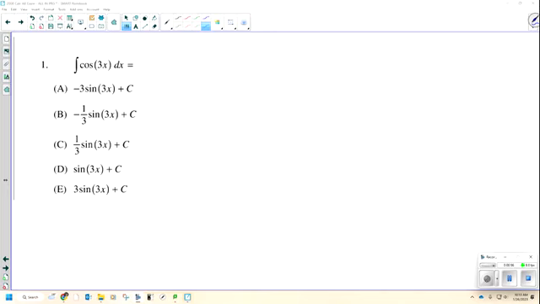Number 1, very basic. Integrate the cosine of 3x dx. Okay, I am going to use u substitution. Some of you might be so familiar with this that you don't have to do u substitution, but I'm going to do u substitution in case anyone struggles with this, all right? So I am going to say this 3x right here, I'm going to say u is 3x. So now I'm integrating the cosine of u because I put u in for 3x.